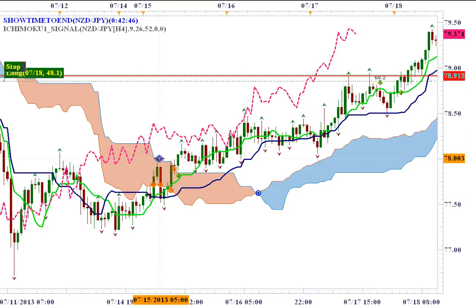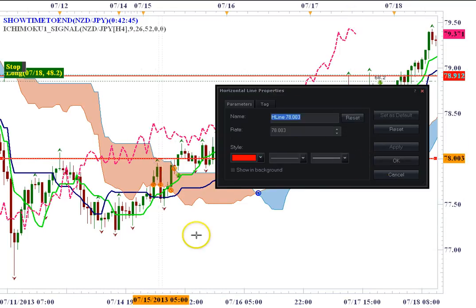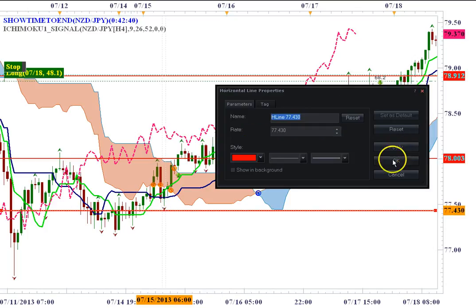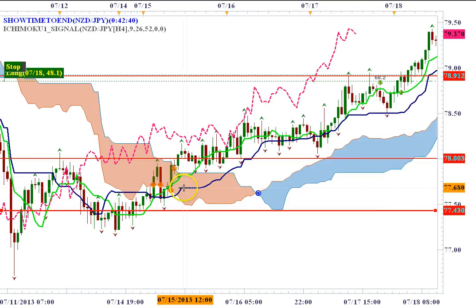You use fractals for everything. You put your entry order in there, and then you have a fractal level right here where you put your stop loss. Now, if it's far, you can put it at the Kijun-sen. Sometimes the Kijun-sen is going to be farther than the fractal level.